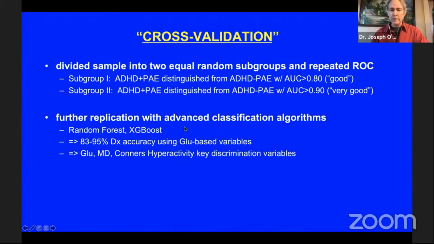We also looked at this with more advanced classification algorithms, something like machine learning, but a special kind of machine learning that's designed for groups of this relatively small size, 20, 30 patients. That yielded 83 to 95% diagnostic accuracy, classification accuracy, using the glutamate-based variables, and indicated that glutamate, the mean diffusivity, and the Conners hyperactivity were key discrimination variables. Shantanu Joshi from neurology helped us with these sophisticated analyses. He's part of our FASD team.